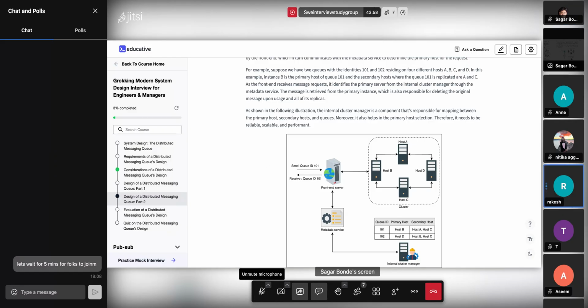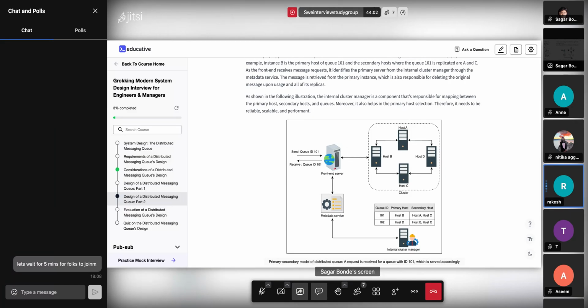As shown in the following illustration, the internal cluster manager is a component that is responsible for mapping between the primary host, secondary host, and queue. Moreover, it also helps in primary host selection. Therefore, it needs to be reliable, scalable, and performant.